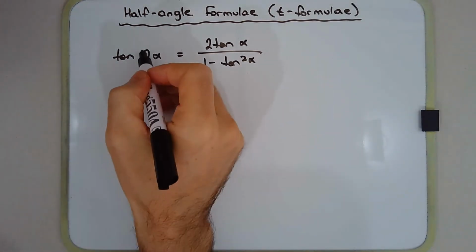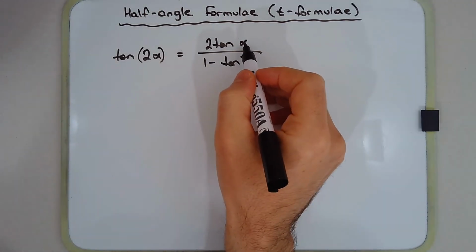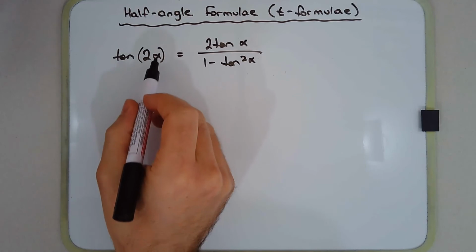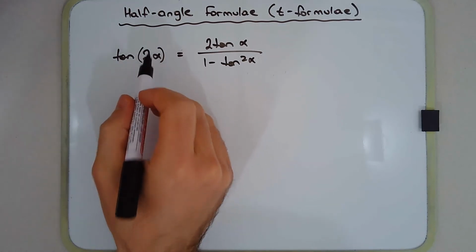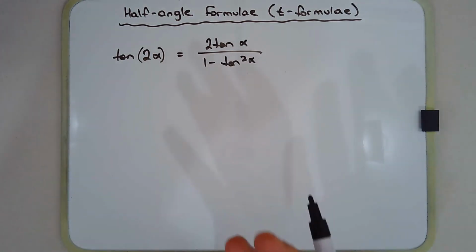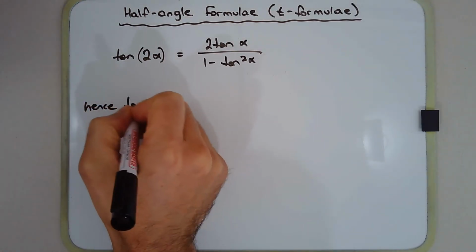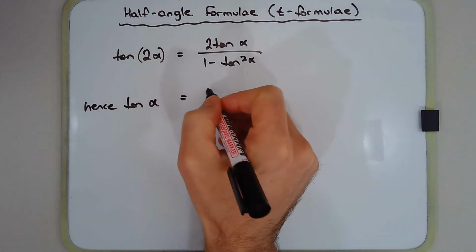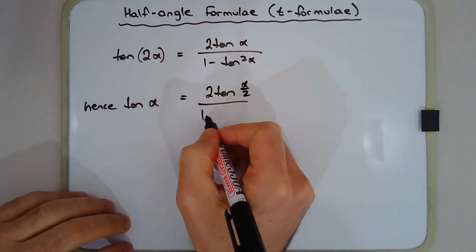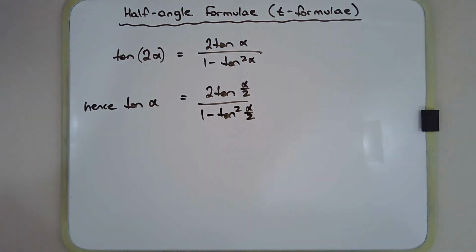Now, if you look on the left-hand side, this angle is double this angle on the right-hand side. So it's clearly obvious that 2 alpha is double alpha. Let's say we halved the angle on the left-hand side. You would then have to halve the angle on the right-hand side for the equation to remain valid. So what we can say is that hence tan of alpha is equal to 2 tan of alpha over 2 over 1 minus tan squared alpha over 2 to remain consistent with the double angle formula.